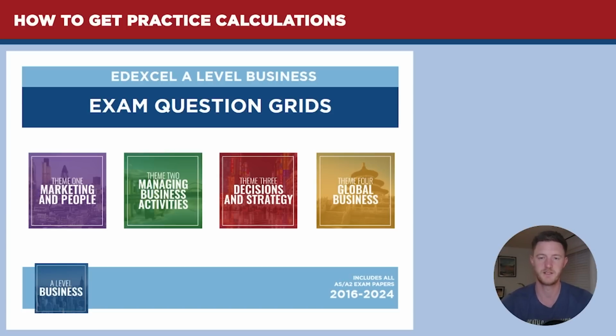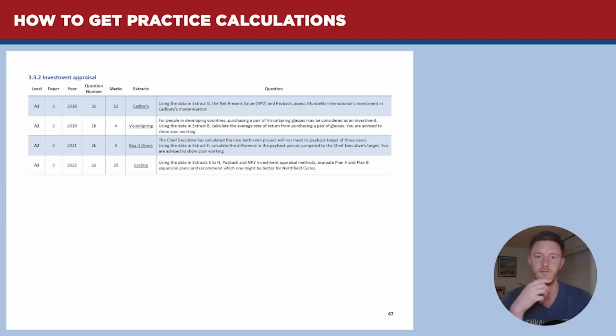So where do you find practice exam questions that have calculations in them? If you go in the description, there's an exam question grid. And I've just shown the example of investment appraisal there. That has all the investment appraisal questions. As you can see, 2 of them are essays, the 12 marker and a 20 marker from paper 3. The other 2 are 4 markers. So definitely worth giving all of those a try to make sure you know investment appraisal. It's obviously a tricky topic. You can do that obviously for all of the different topics as well.